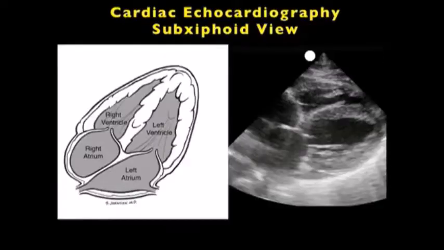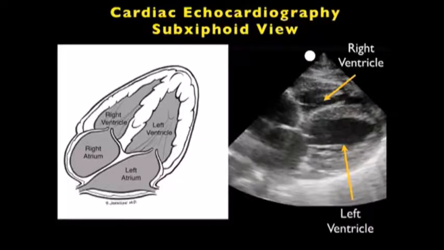Let's now take a look at the image that you'll obtain from the subxiphoid view of the heart. Here's a pictorial to the left and an ultrasound image to the right. The first chamber that we'll encounter directly below the liver, which is our acoustic window in this case onto the heart, will be the right ventricle. Immediately posterior to the right ventricle, we'll be seeing the left ventricle. And as shown in this pictorial, notice that it has more muscular and hypertrophic walls.